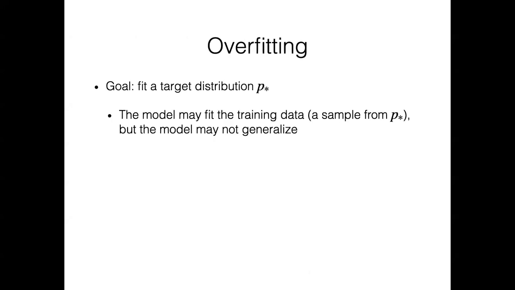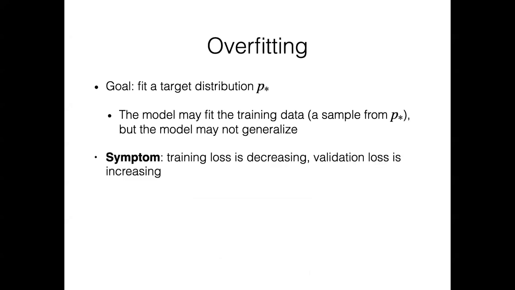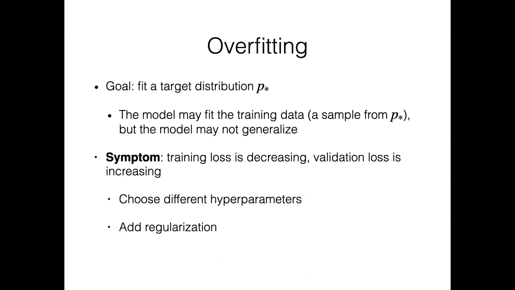But anyways, so yeah, I mentioned this idea of overfitting. So again, if the model doesn't generalize well, then something you'll see is the training loss decreasing, but then the validation loss increasing. So it's getting worse. So that's a sign of overfitting. And so you can choose different hyperparameters. You can add regularization terms into, for instance, the loss function.